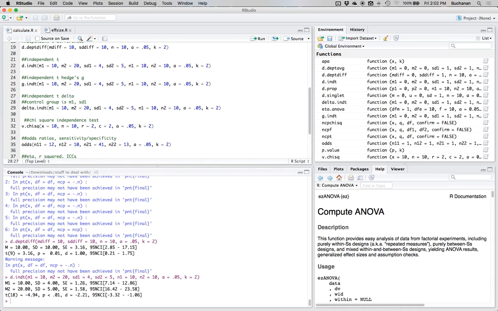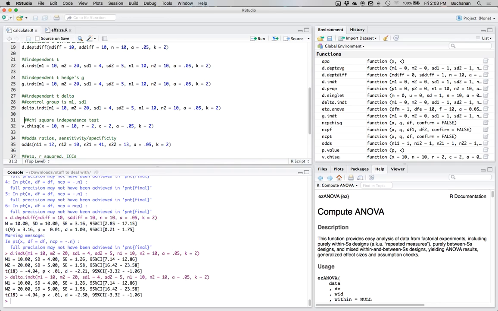Because instead of having the pooled standard deviation on the bottom, which is part of d for t and g for t, it instead has just the control group standard deviation on the bottom. So this is for a very traditional control versus experimental design. But otherwise, the numbers are the same. So control group, experimental group, standard deviations in, and then the output looks roughly the same.